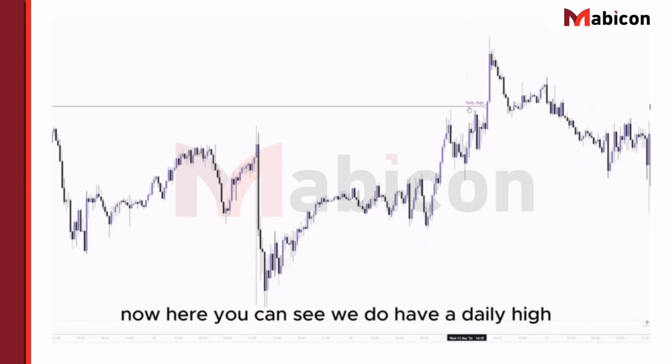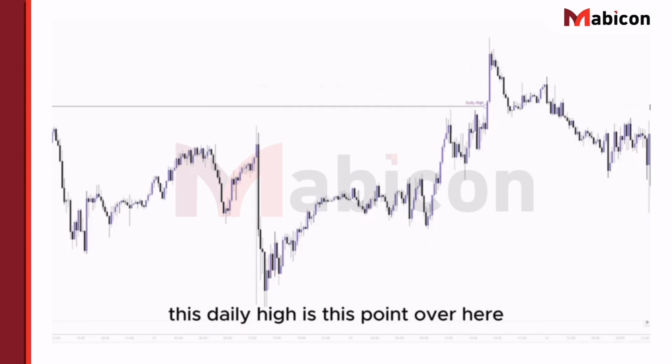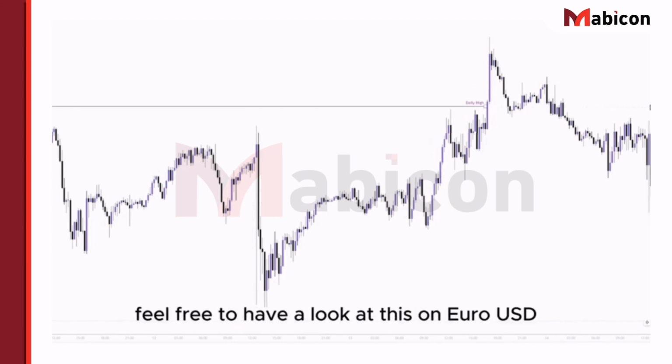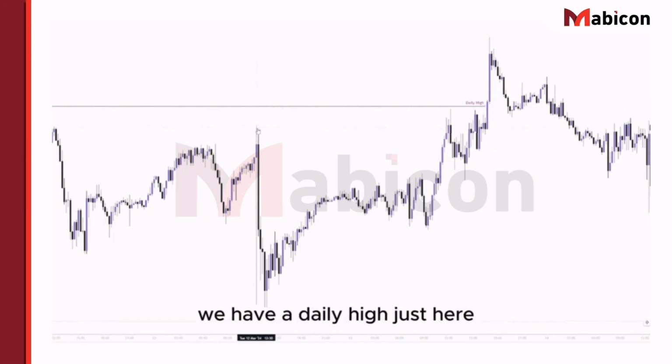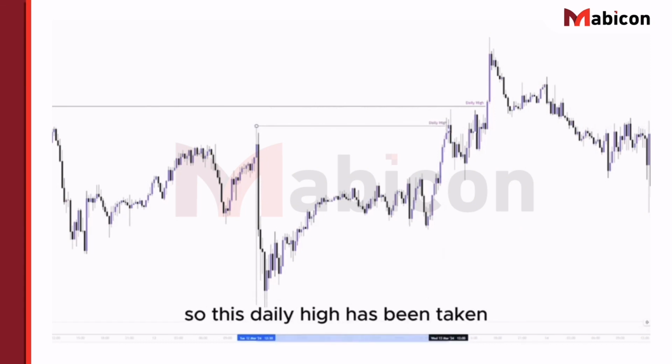Right, now what can we see happening here? Here you can see we do have a daily high. This daily high is this point over here, Monday the 11th of March 2024. Feel free to have a look at this on Euro USD. But we also have another daily high in between. We have a daily high just here. Let's mark out this daily high. So this daily high has been taken.